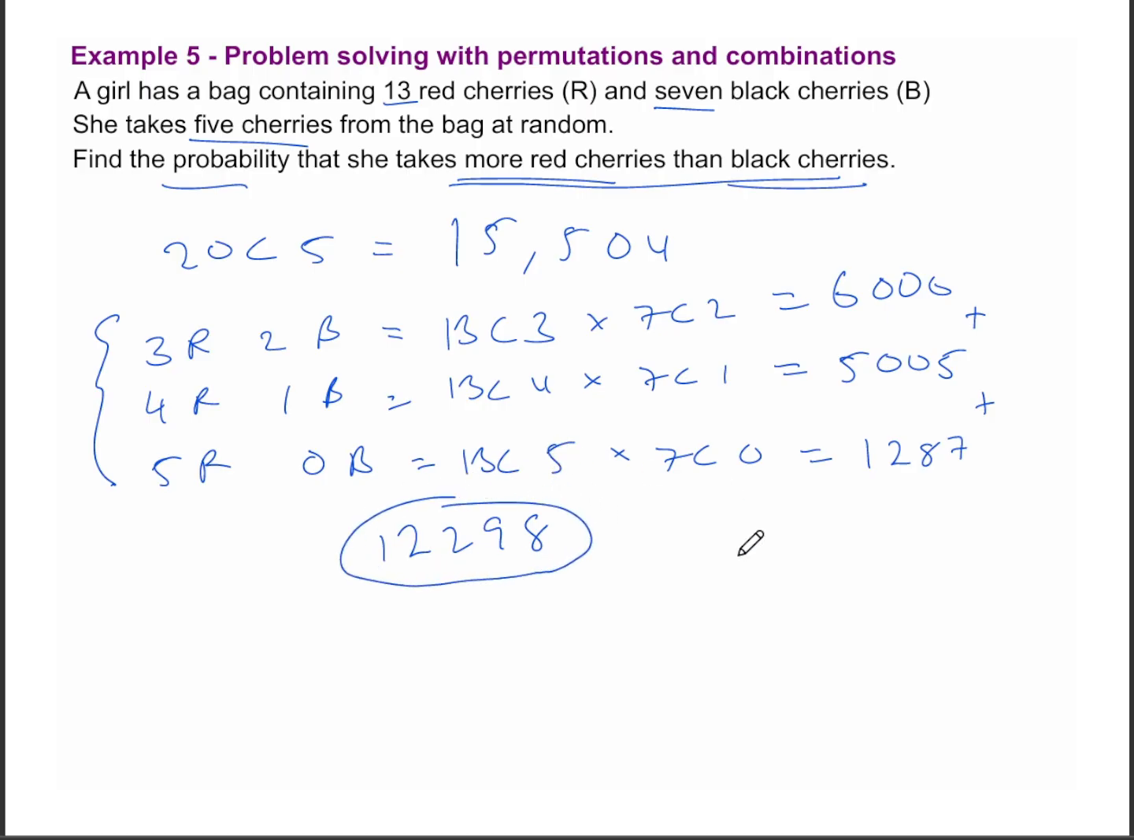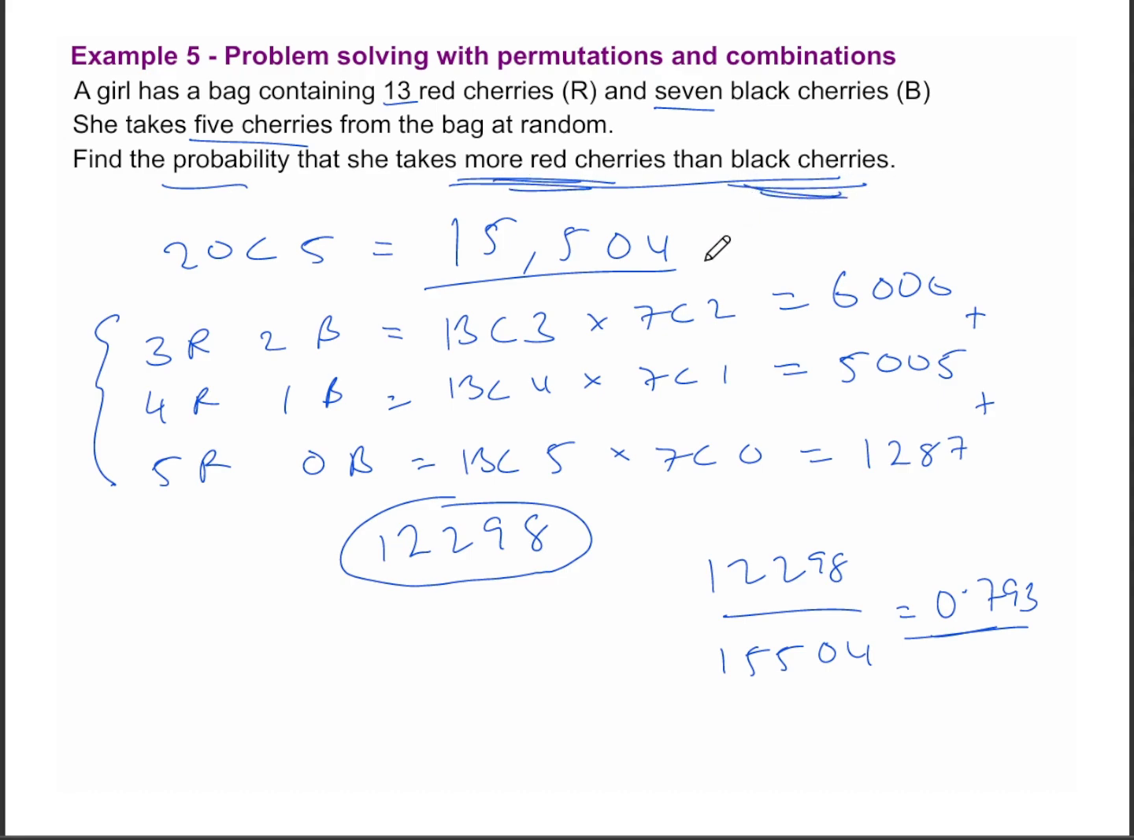Then to find the probability, you take your successful events, divide by the total possible events, which is 15,504, which ends up giving you 0.793 as your probability of having more red cherries than black cherries when you collect 5 cherries from a total possible 20 cherries where 13 are red and 7 are black.